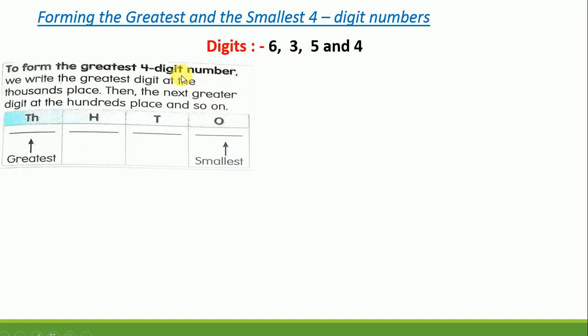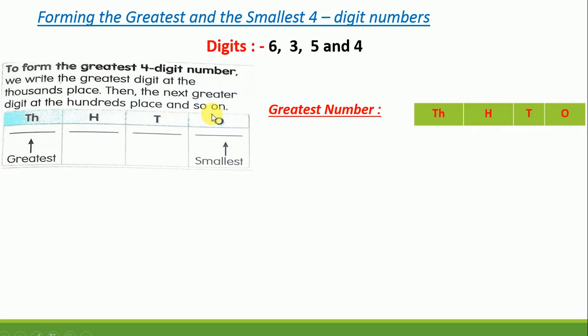Let us start. To form the greatest 4-digit number, first we have to identify the greatest digit. That is the biggest number among all the digits, and that should be placed in the thousands place. Then from the remaining digits, we have to find the next greatest digit, and we need to place it in the hundreds place, and so on. Let us see how to make the greatest number.